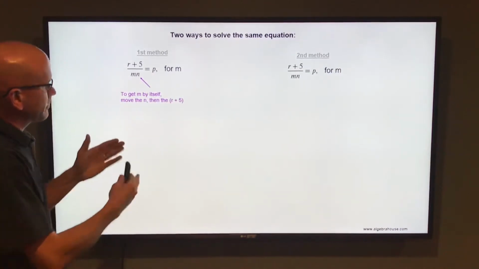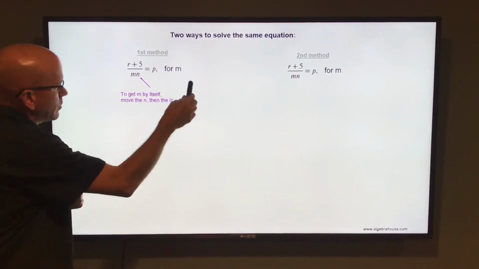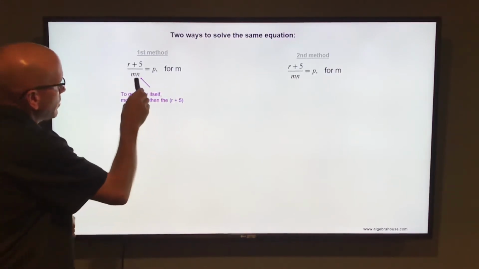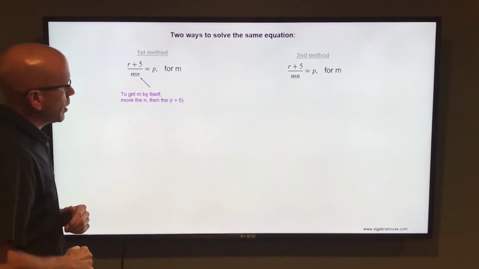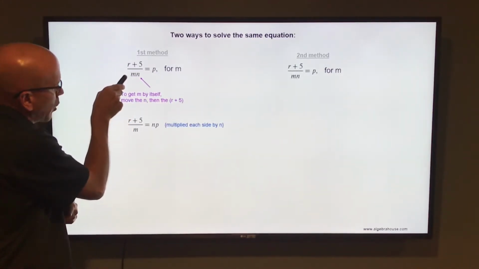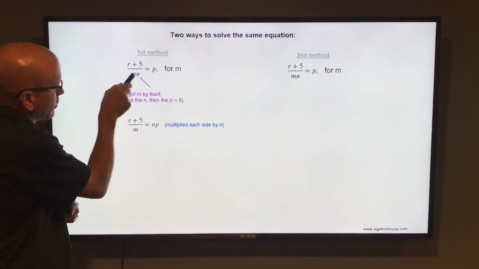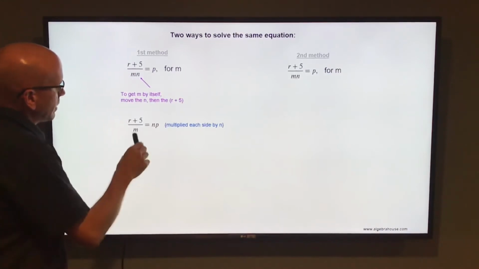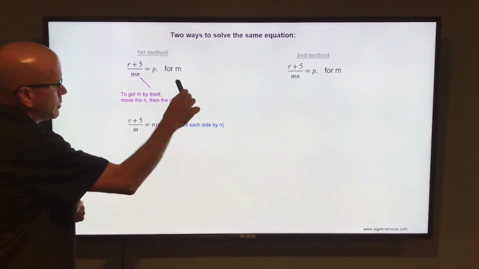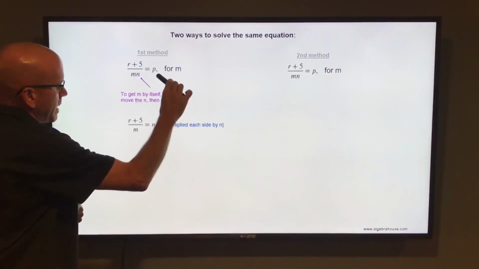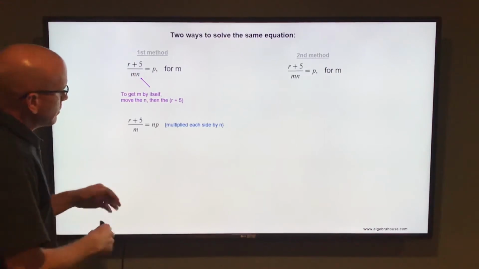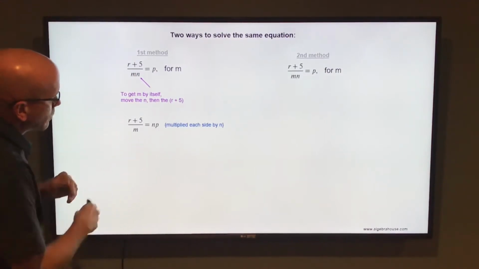To do that, in this first method, I'm going to move the n to the right side, and then I'm going to move the r plus 5 to the right side. So to move that n to the right side, you need to multiply each side by n. If you take r plus 5 over mn and multiply it by n, the n's will cancel diagonally. So you'd be left with r plus 5 over m on the left side, and then whatever you do to the left, you have to do to the right. So multiply that by n as well, and we end up with np on the right side. Now we have r plus 5 over m is equal to np.